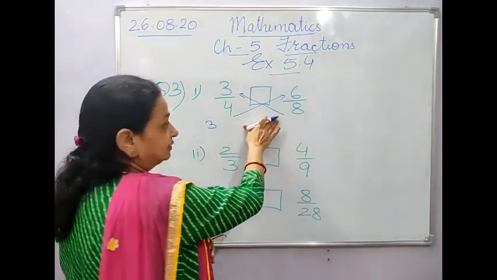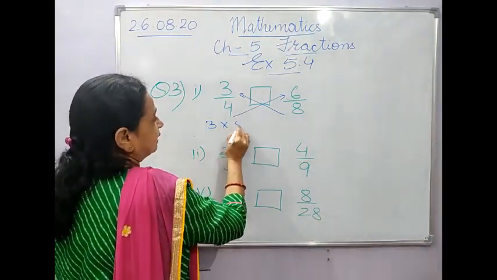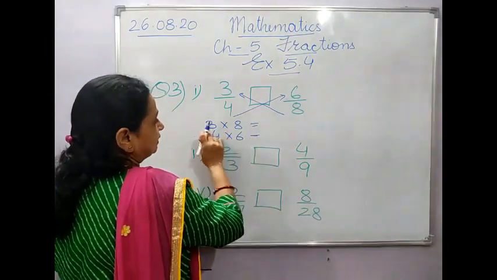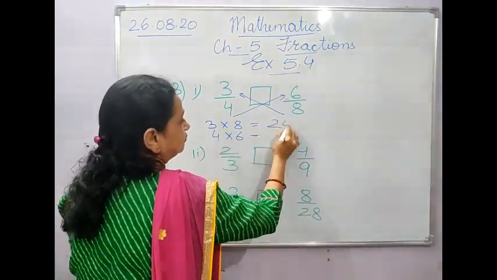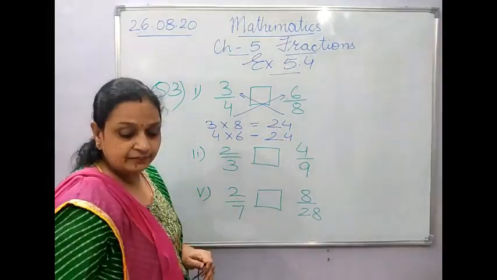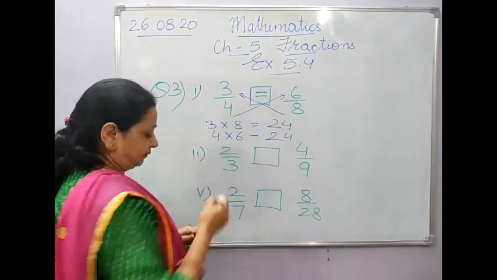Don't show it like this. I am just explaining it. 3 multiplied by 8 and 4 multiplied by 6. 3 8s are 24. 6 4s are 24. Cross products are same. That means they are equivalent.